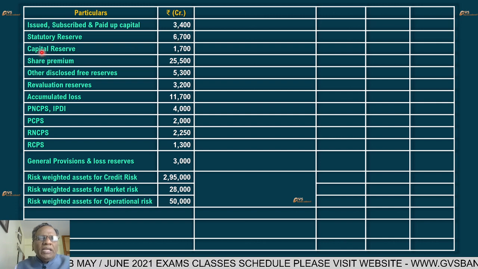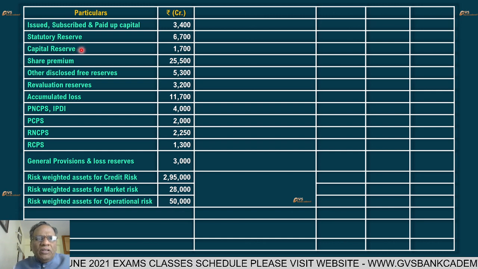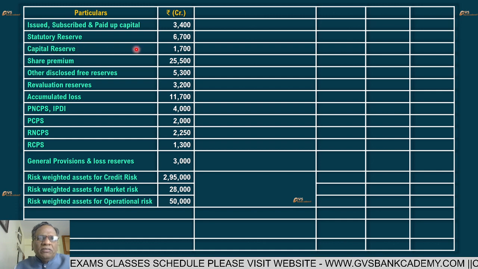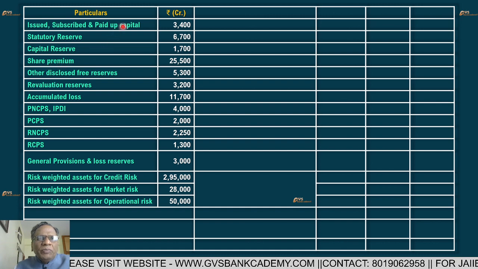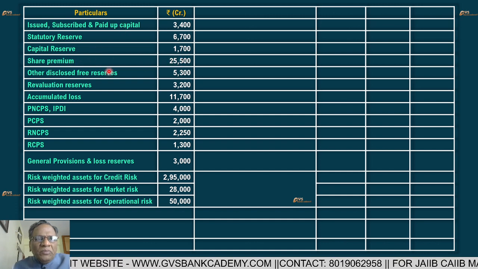Capital reserve. Normally, capital reserve means profit from sale of fixed assets and profit from the sale of held to maturity category investments. Capital reserve 1,700 crores. Share premium 25,500. Share premium means the bank issues shares at more than the face value of the share. Then the bank will get the share premium. Face value of the share will go to paid up capital, and the extra premium amount collected will go to share premium.